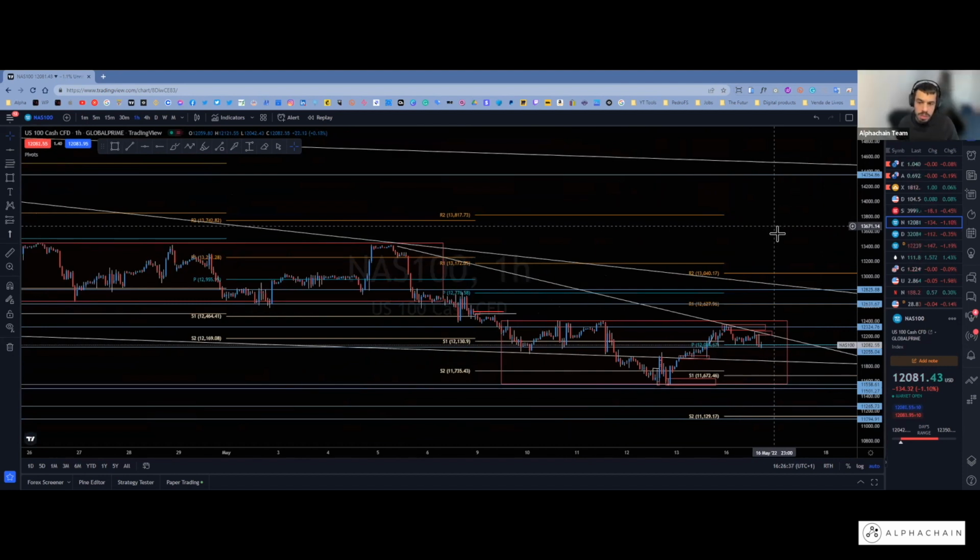I wouldn't maybe use it just on itself. I'd try to find some confluence, maybe see if it's aligned with the proper support and resistance, that it gives a little bit more confluence and strength to those levels.